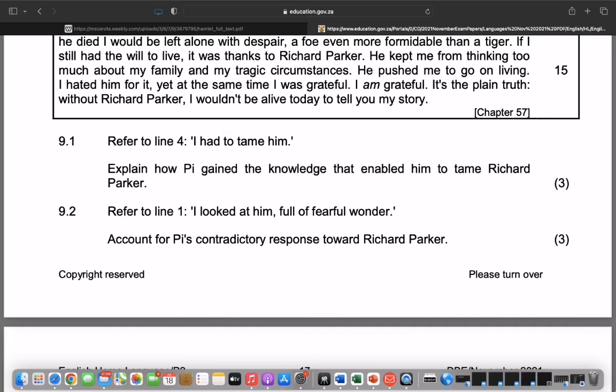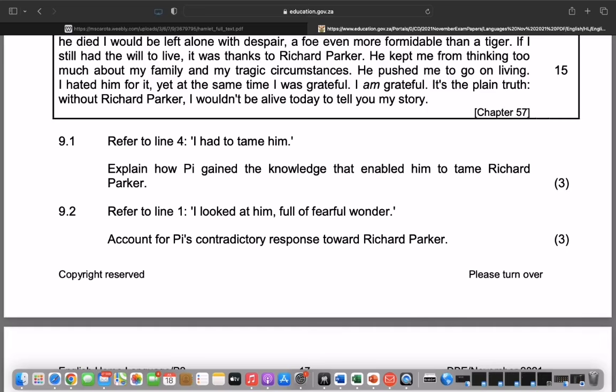Very easy. So when I see the word contradictory, I know that my answer must consist of two parts. I must have a contrasting word. For example, the word however is going to indicate a shift in meaning. So I will have where I say initially Pi was, however Pi became, something like that. So your answer must consist of two parts here.